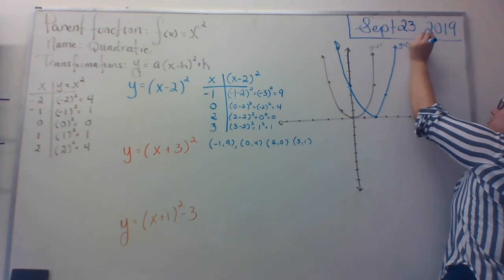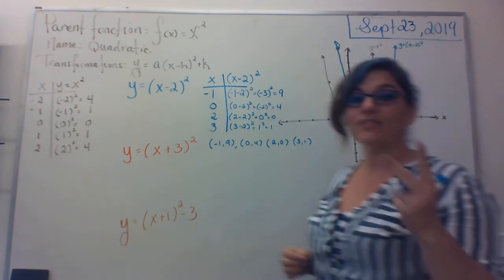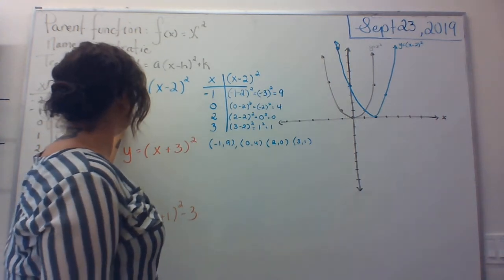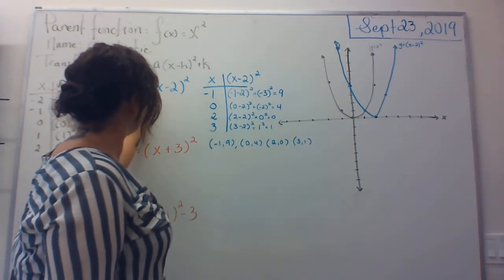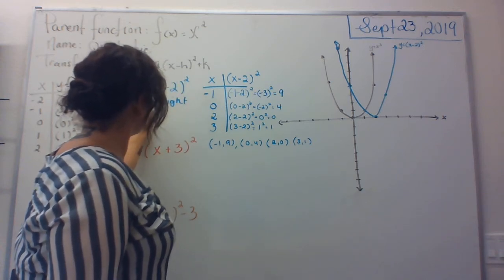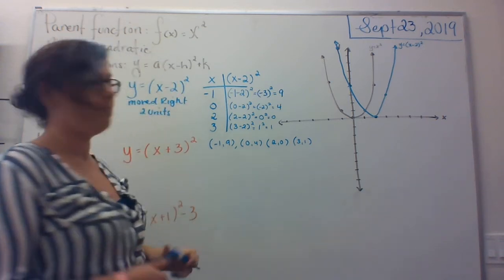And what we described at the beginning just happened. I moved to the right 2 units from the origin, and I got my blue graph. That's what this guy did. It had moved right 2 units. Boom.